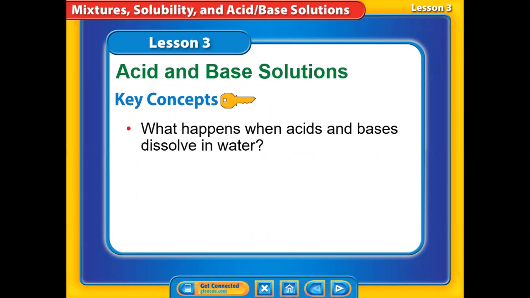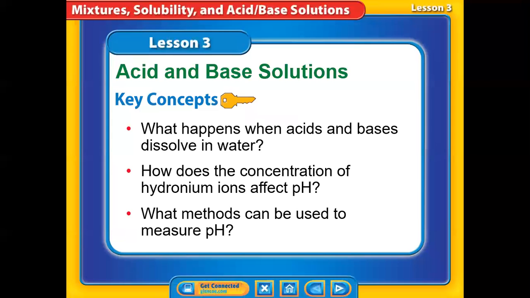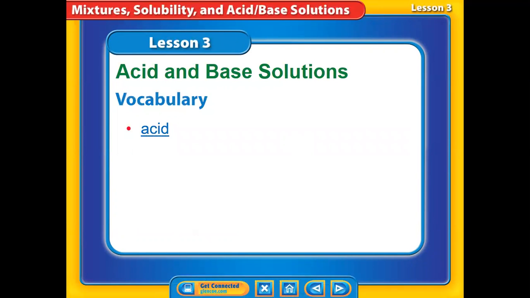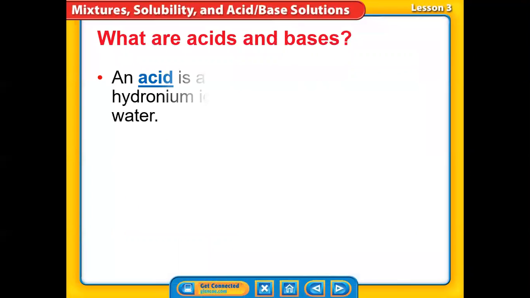So by the end of this lesson, we should be able to know what happens when acids and bases dissolve in water, how the concentration of hydronium ions affects the pH, and finally, what are the methods that we can use to measure the pH. The new vocabulary which we're going to learn: acid, hydronium ion, base, pH, and indicator. So let's start our lesson.